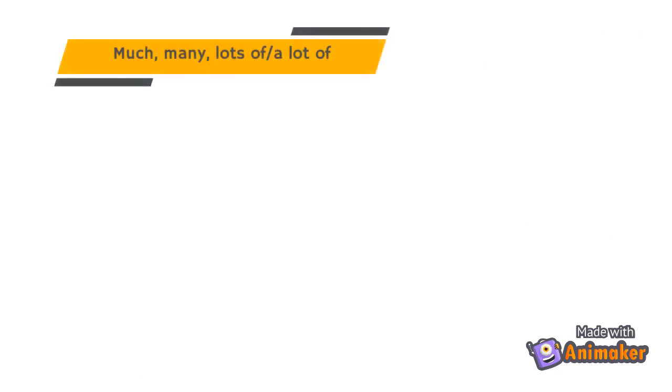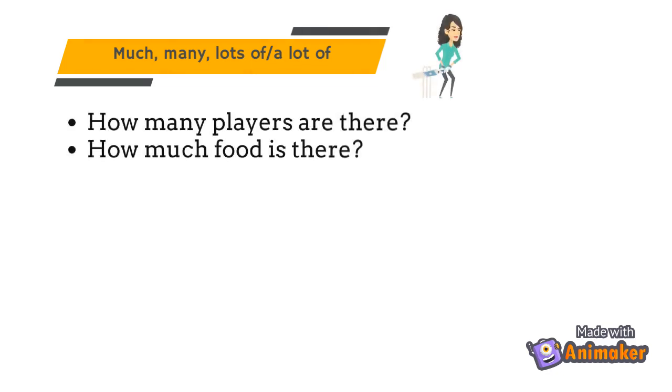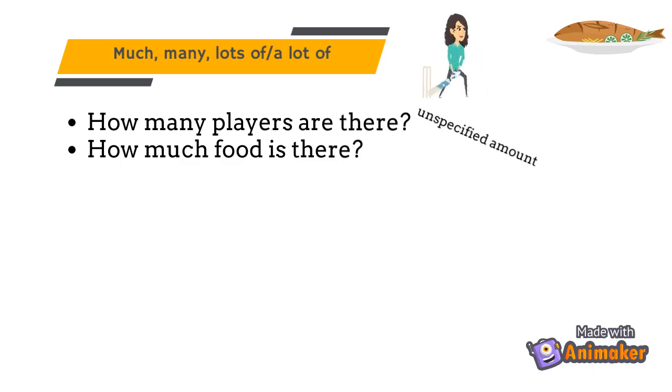The next quantifiers we'll look at are much, many, lots of, and a lot of. Read and listen to these two examples. How many players are there? How much food is there? In both sentences, we are referring to an unspecified amount of the nouns players and food.